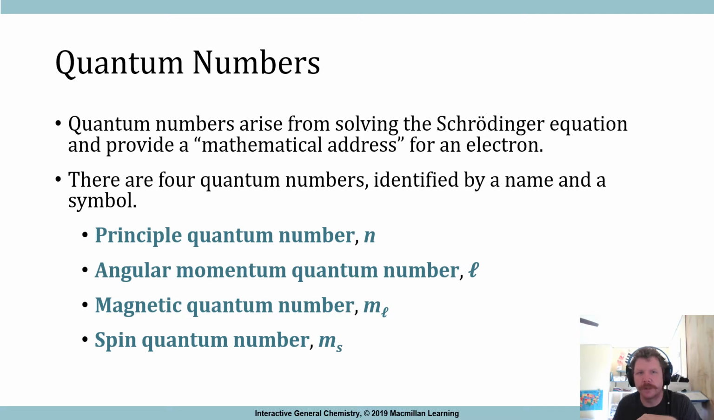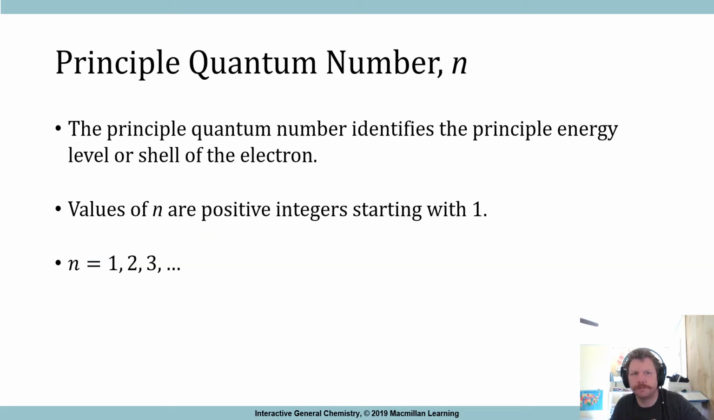Those quantum numbers are kind of the mathematical address for an electron. Those 4 quantum numbers are your principal quantum number, N, your angular momentum quantum number, L, your magnetic quantum number, M sub L, and your spin quantum number, M sub S.